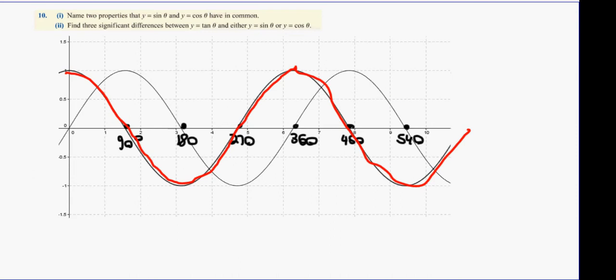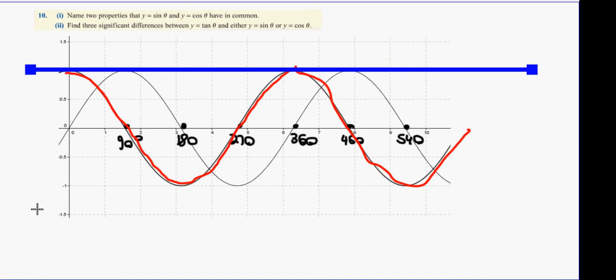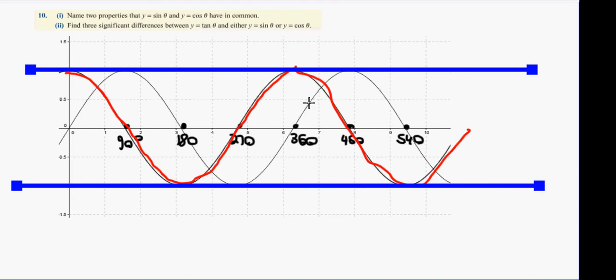Now, first thing you might know is about cos theta and sine theta. They're both bound in between 1 and minus 1. So plus 1 on top, minus 1 on the bottom. Two properties that I have in common, they have the same range. And the same range basically means to go from minus 1 to 1.